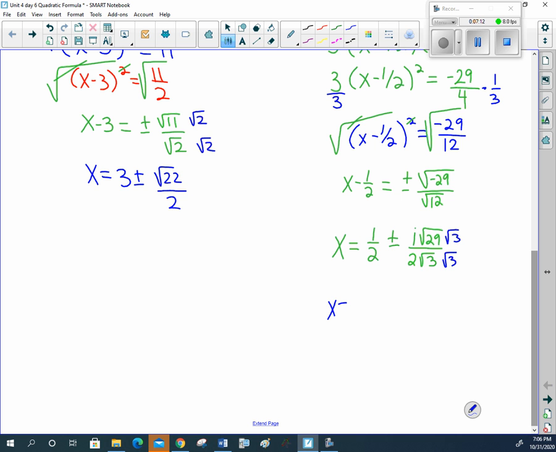And we end up with x equals 1/2 plus or minus i square root of, and then 29 times 3 is 87, over, and then 2 times 3 is 6. So over 6 in the denominator. So there we go. We've solved both of those for x.